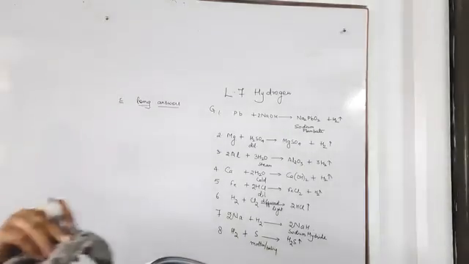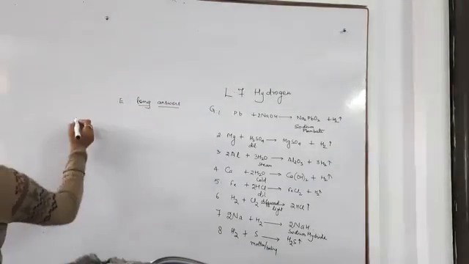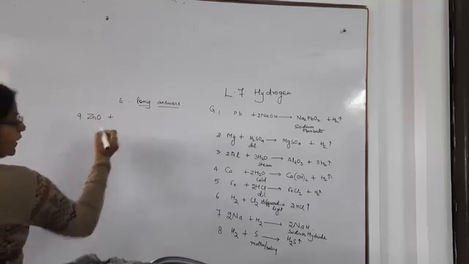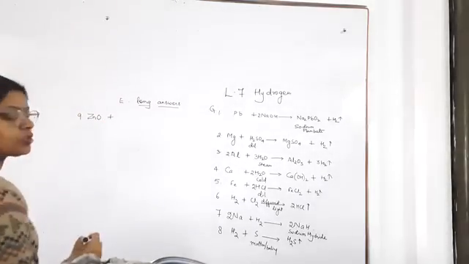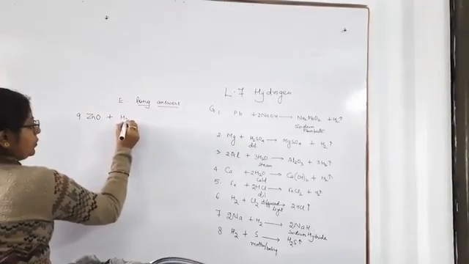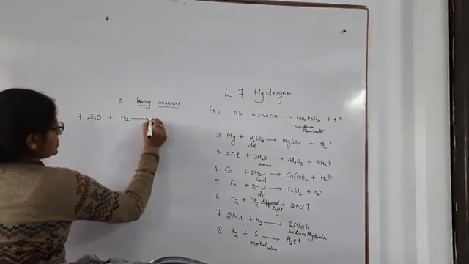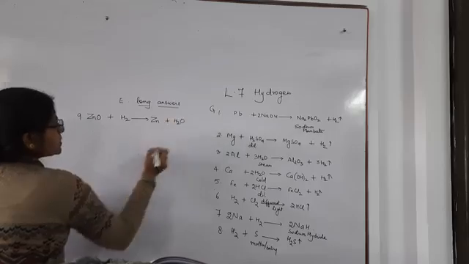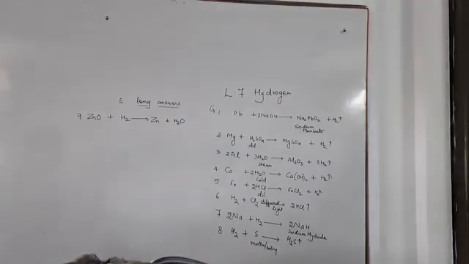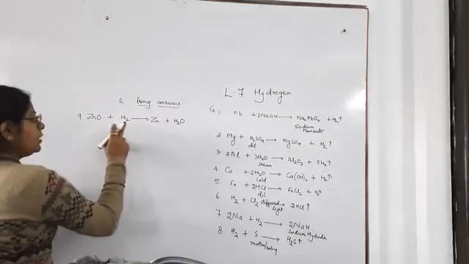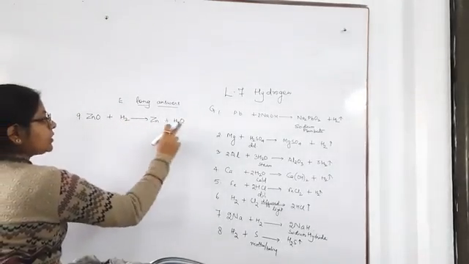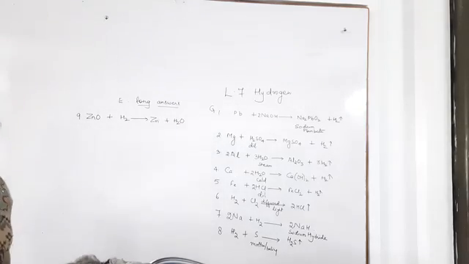Now the ninth equation: zinc oxide ZnO when reacted with hydrogen H2 forms zinc metal and water H2O. This is the redox reaction. Here zinc oxide is reduced into zinc metal and hydrogen is oxidized into the water molecule.